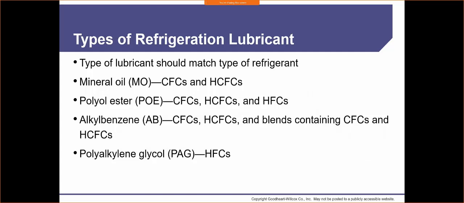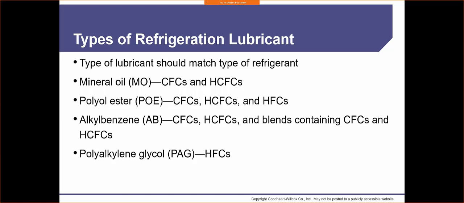So we've got a couple of different types of oils. We're usually going to have either mineral oil or polyol ester oil, POE. Mineral oil, you're going to find with R22 systems, and then you're going to have the POE or the synthetic, and you're going to find that more in the 410A systems. And then you have the alkyl benzene, which you find in different blends, and then the polyalkylene glycol. I've never had to work with alkyl benzene or the PAG. It's usually either the mineral or the polyol ester.